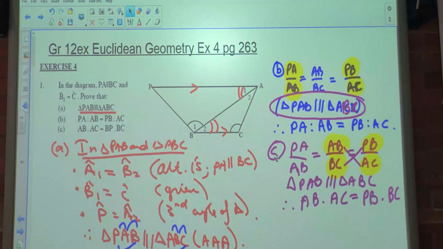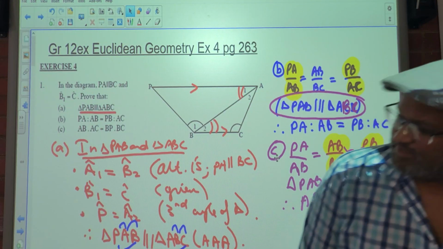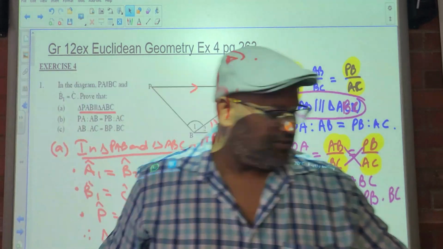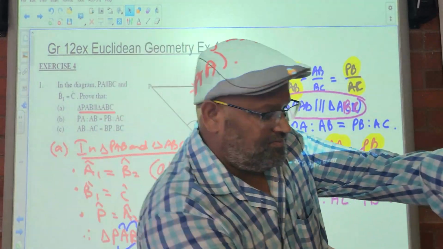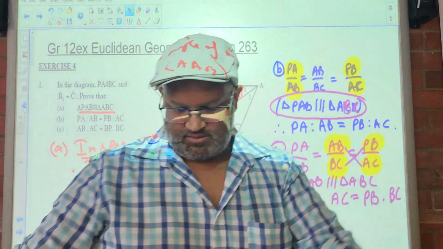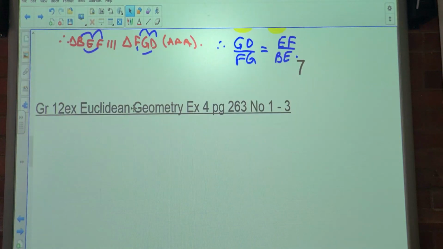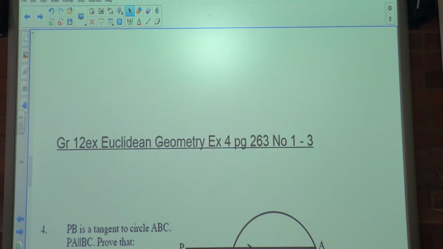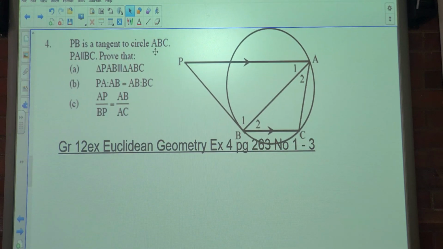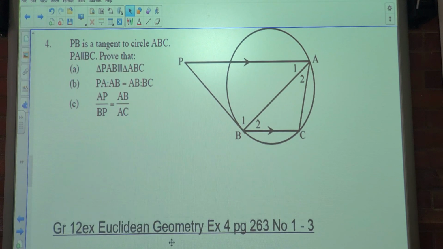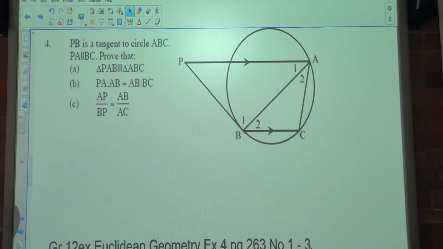Very good morning, class. So today we're looking at Euclidean geometry. So we're doing exercise 4, and today we're looking at numbers 4 and 5, in exercise 4, which is on page 263.